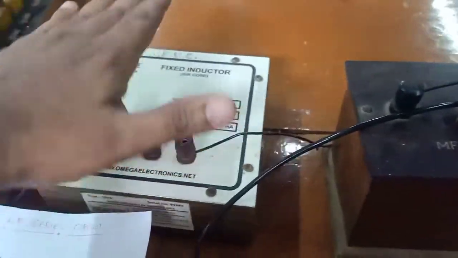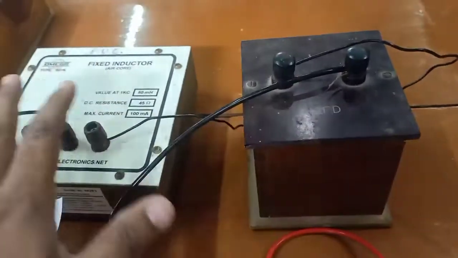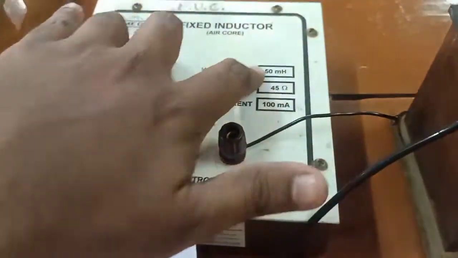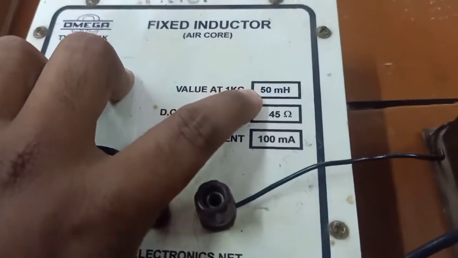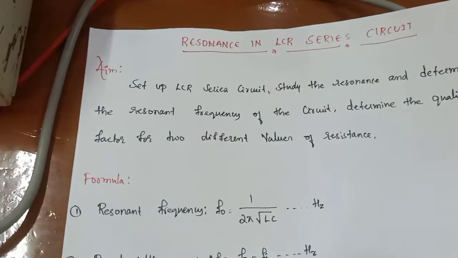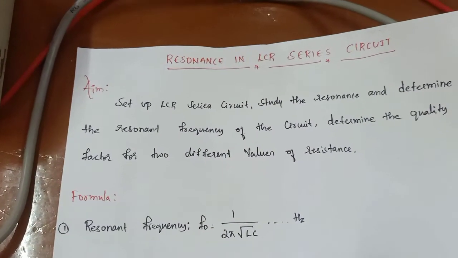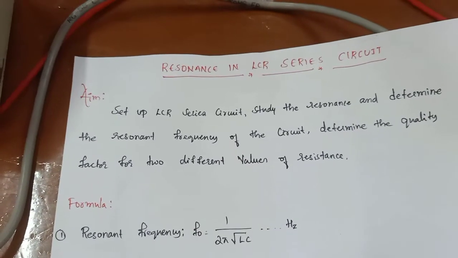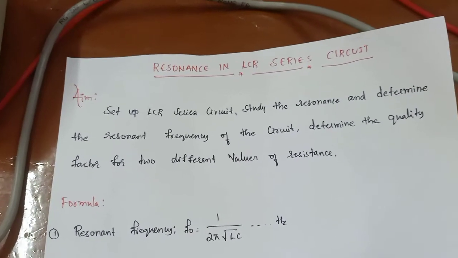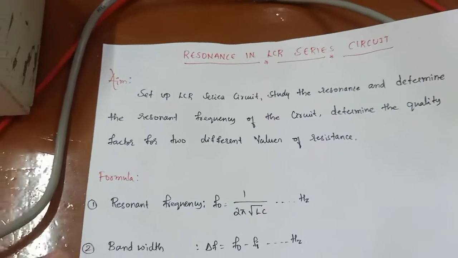These two, this is the fixed inductor and this is the fixed capacitor, which cannot be varied, and its value is already written here, 50 millihenry, and here you can observe it, 1 microfarad. And at first of all, the aim is to set up an LCR series circuit and study the resonance and determine the resonant frequency of the circuit, and to determine the quality factor for two different values of the resistor.